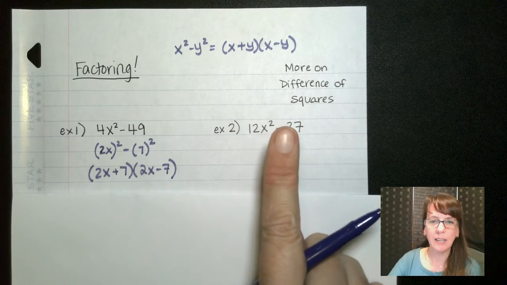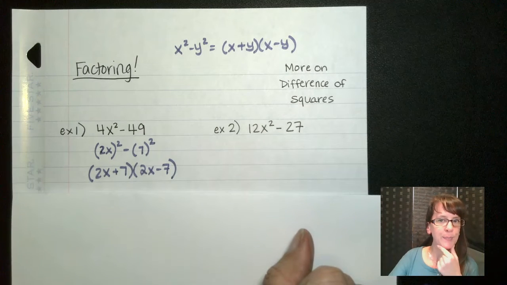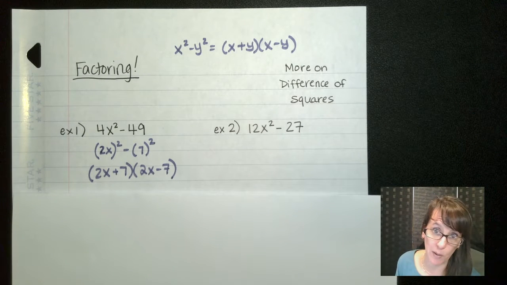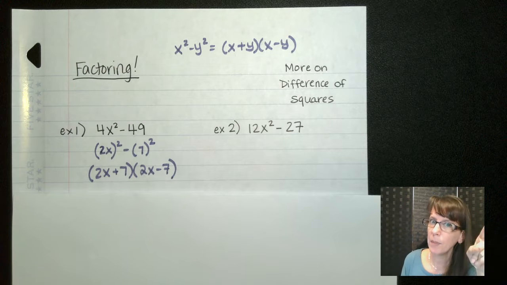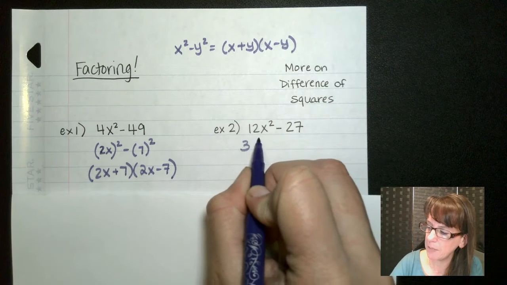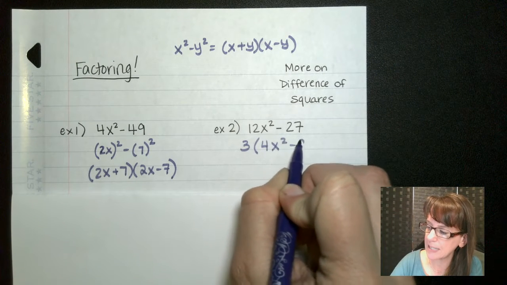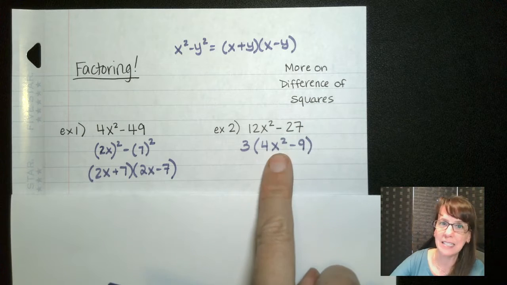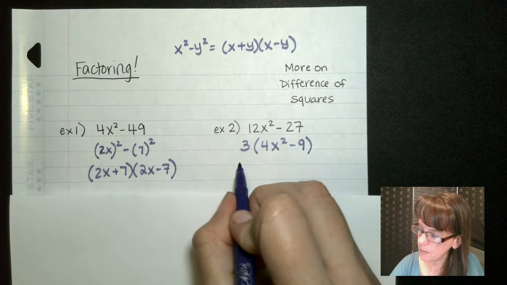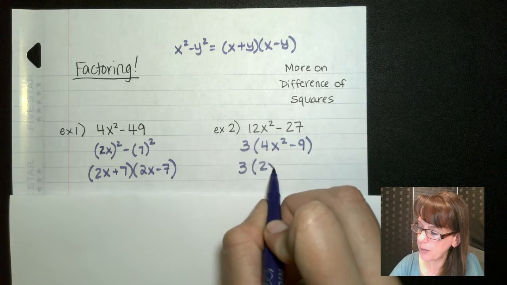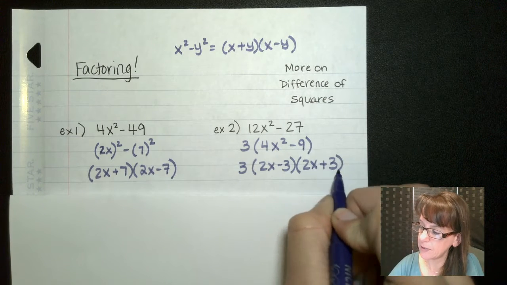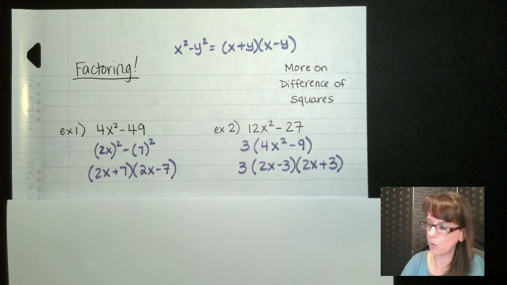Now, like I said, when you see a binomial like this, I want you to look at that and think, is it difference of squares? You look at this and you're like, well, those are not perfect squares, so it can't be a difference of squares. Remember, though, you can factor things out of here. So in this case, if I factor out a 3, I'm left with 4x squared minus 9, and suddenly I have a difference of squares here. So again, this is a perfect square and a perfect square. So I have 3, and then I have 2x minus 3 and 2x plus 3, just like that, and I have factored that right down.